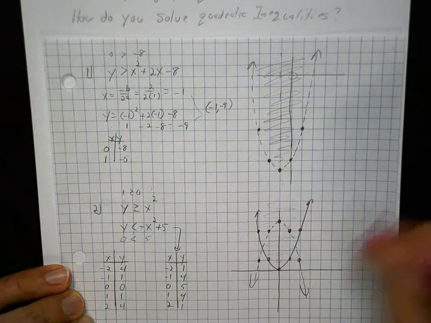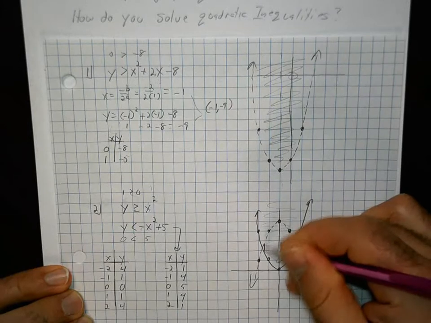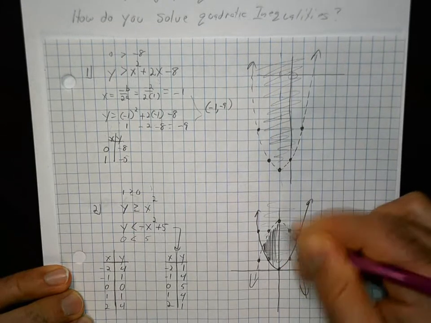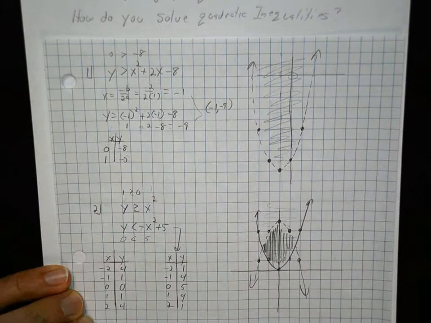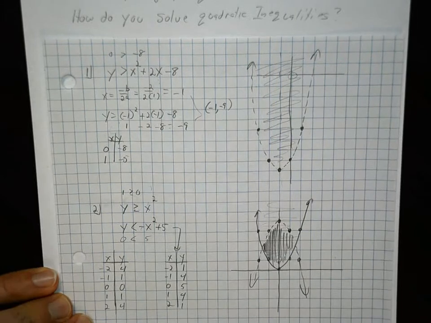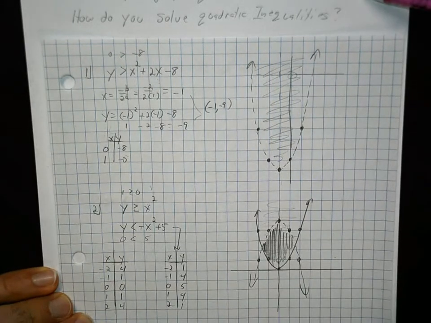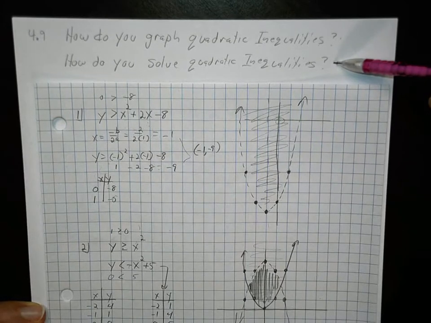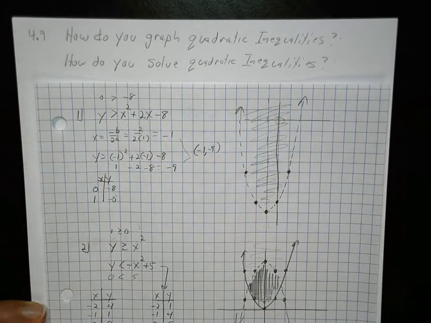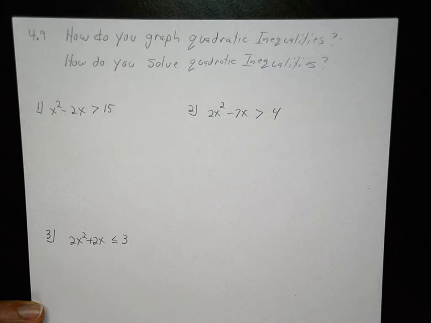And I'm shading above this one, so I darken the common region, which is this football shaped region right there. Okay, so that's a system of inequalities. That's how we graph quadratic inequalities. So that's question 1. Question 2, how do you solve quadratic inequalities? Let's move on to that.